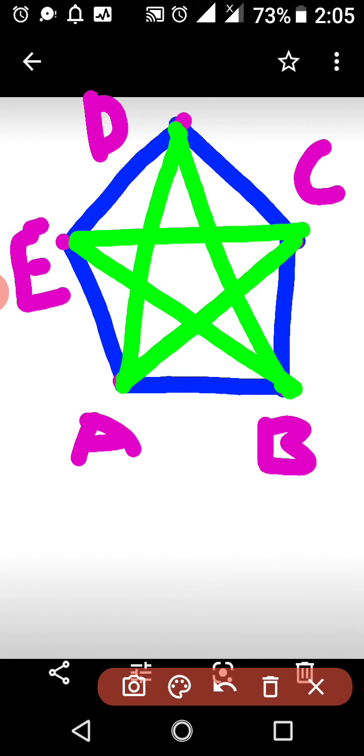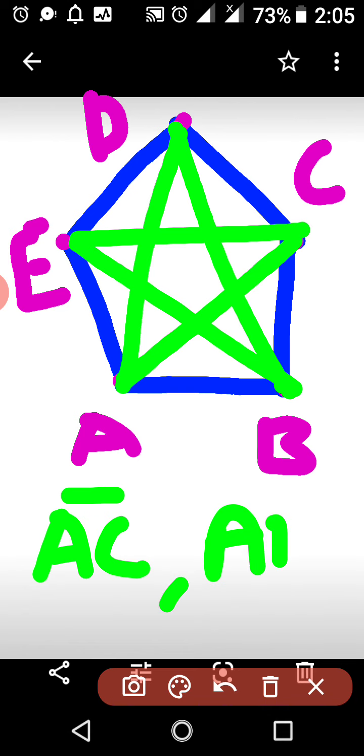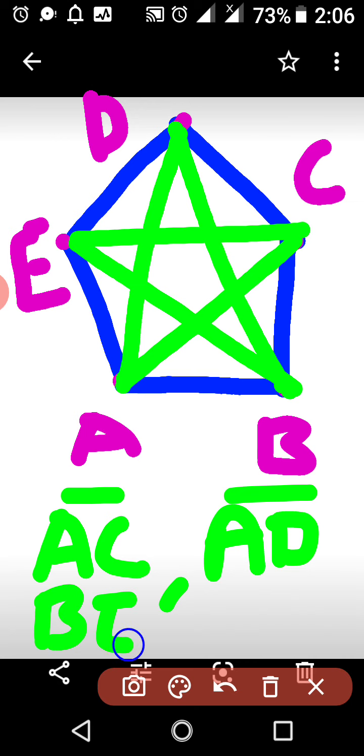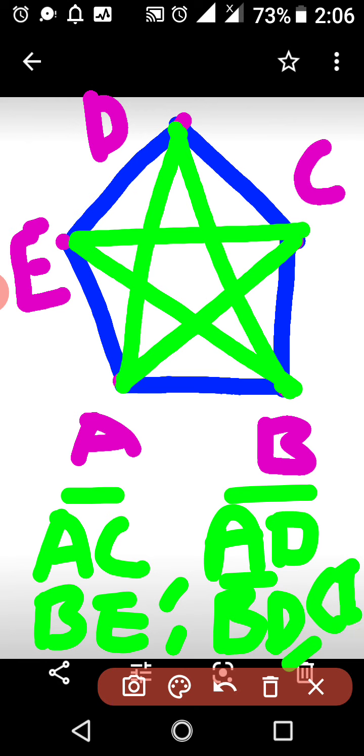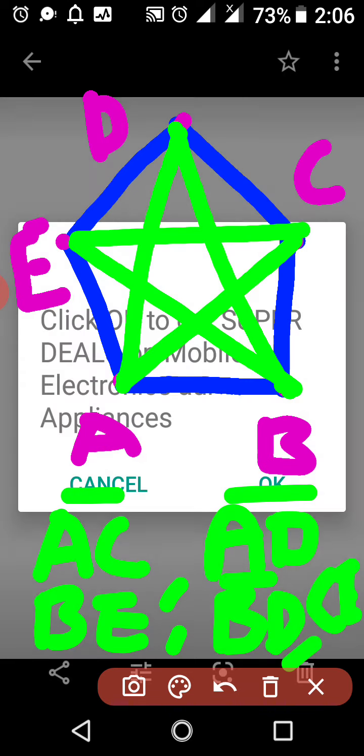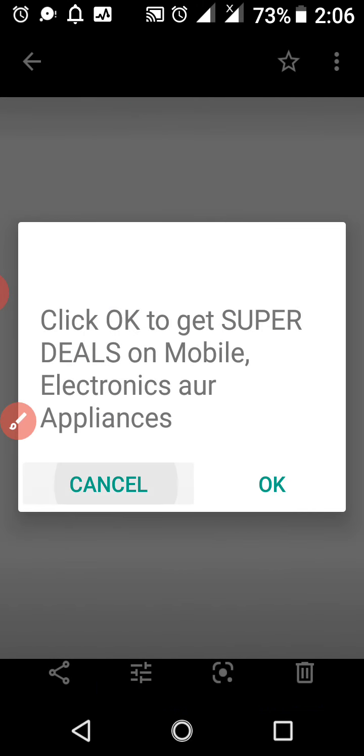We have 5 diagonals. What are they? AC is one of the diagonals and AD is the second one. Now BE is the third one, BD is the fourth one, and next CE is the fifth one. Like this we have 5 diagonals. So this is the way to identify sides, vertices and diagonals in a given polygon.